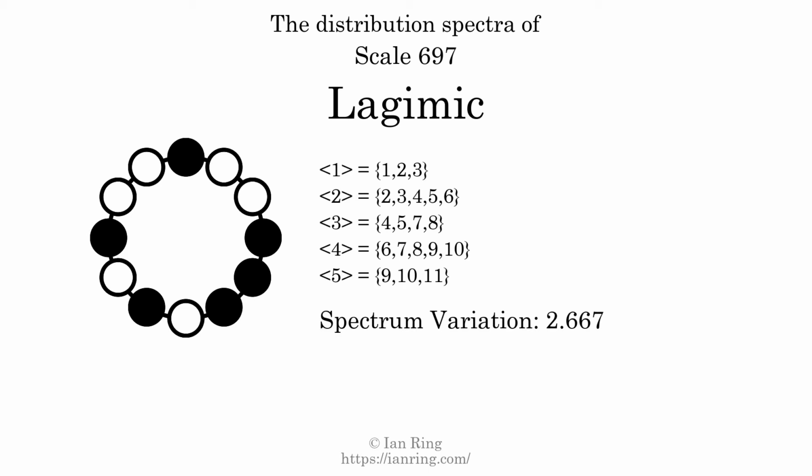The spectrum variation of this scale is 2.667. Since the variation is greater than 0, this indicates that the scale is not perfectly even. The highest spectrum width is 4. Since this is greater than 1, we know that this scale is not maximally even.